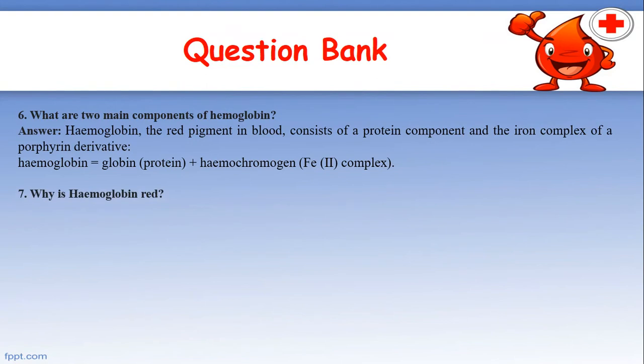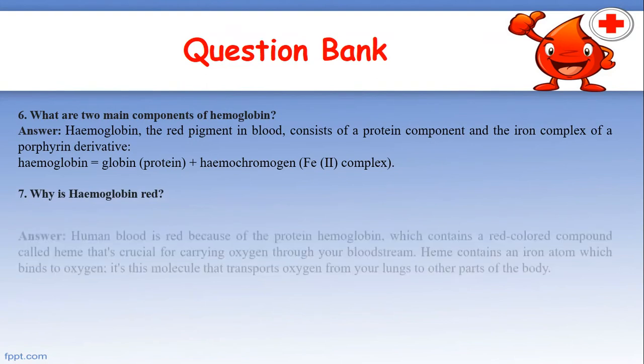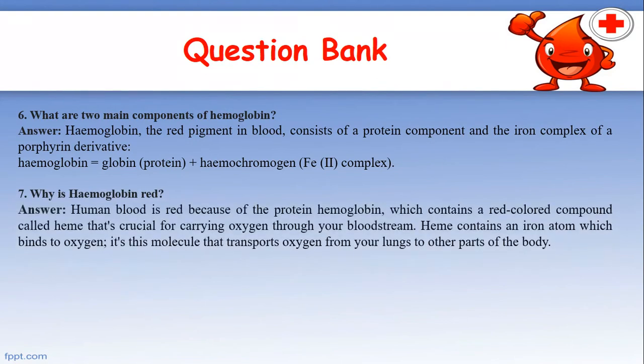Next question, why is hemoglobin red? The answer is, human blood is red because of the protein hemoglobin, which contains a red colored compound called heme that is crucial for carrying oxygen through your bloodstream. Heme contains an iron atom which binds to oxygen. It is this molecule that transports oxygen from your lungs to other parts of the body.